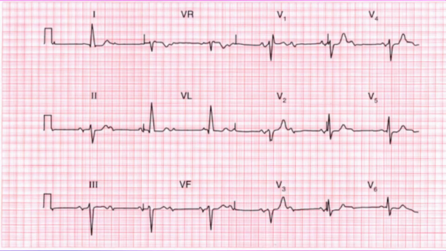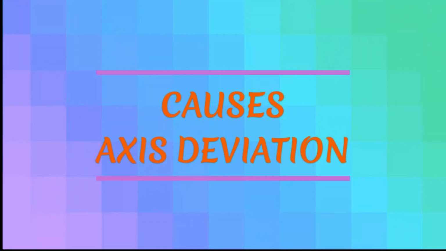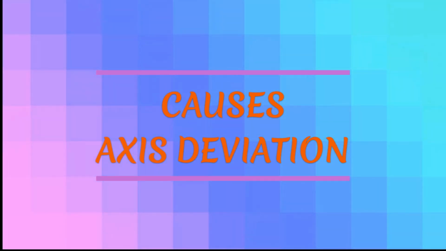This is an example of left axis deviation. This picture shows all axis deviations with QRS deflection in lead 1 and lead AVF. Now at the end, we will go through common causes of axis deviation.